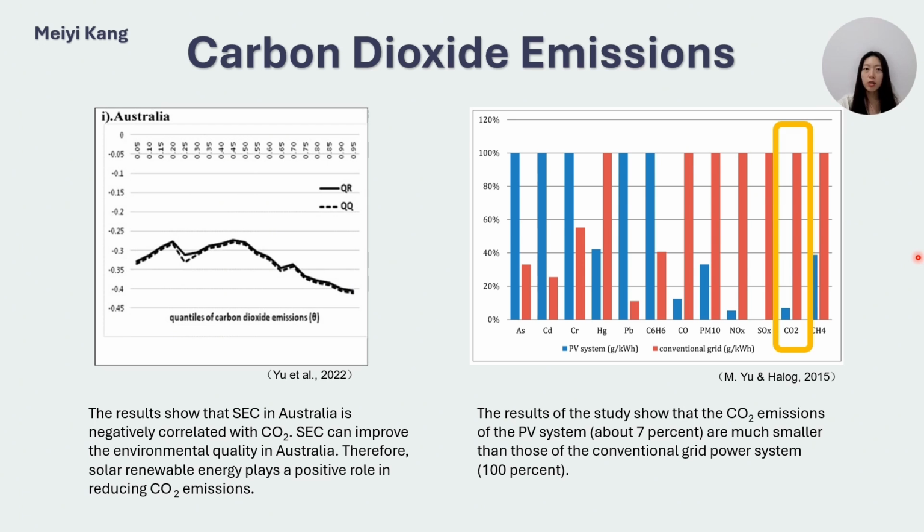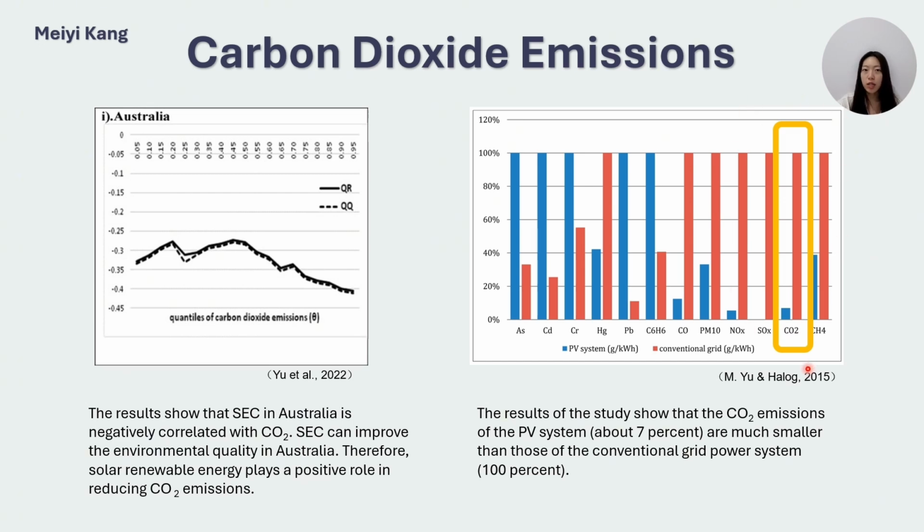In order to study the CO2 emissions from fossil fuel power generation and PV power generation respectively, Mr. Yu and other researchers conducted a life cycle sustainability assessment of a PV solar cell, or called UQ solar. The results of the study show that the CO2 emissions of the PV system are much smaller than those of the conventional grid power system.